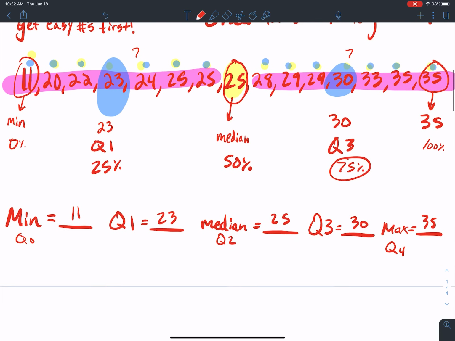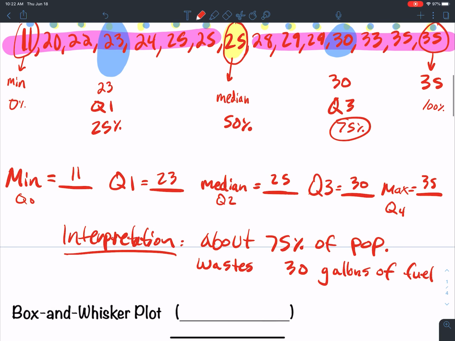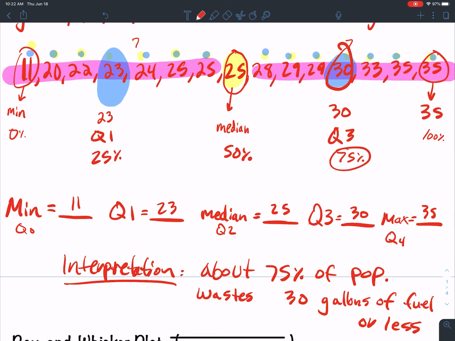Okay, so how could I interpret this? Maybe in my interpretation I could say about 75% of the population wastes 30 gallons of gas or fuel or less. Okay? So they either waste 30 or less, 75% of people. Okay?